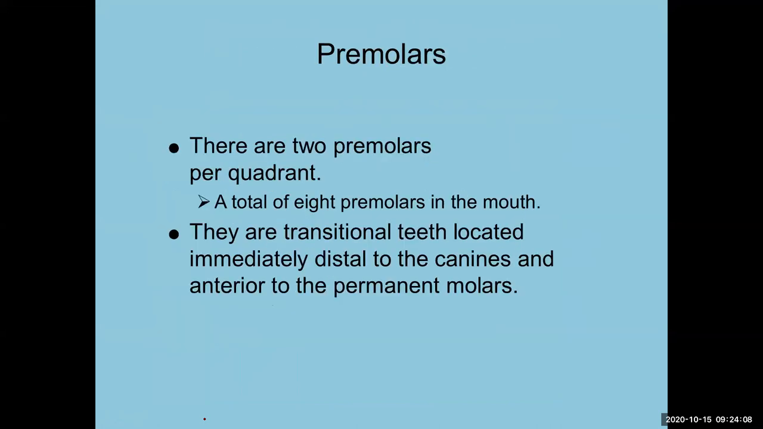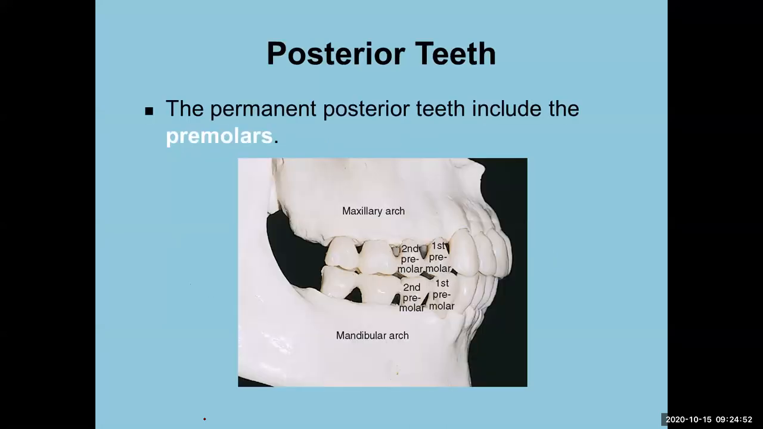All right, so the learning objectives are there. There are two permanent premolars per quadrant. How many quadrants do you have? You've got four quadrants, so there are a total of eight premolars in the mouth. Two on the maxillary right, two on the maxillary left, two on the mandibular left, and two on the mandibular right. They're considered transitional teeth located immediately distal to the canines and anterior to the permanent molars. So be familiar with that language. They're distal, they're behind the canines, but anterior, ahead of the permanent molars. They're transitional teeth. You have a first premolar and a second premolar in each quadrant, four per arch.